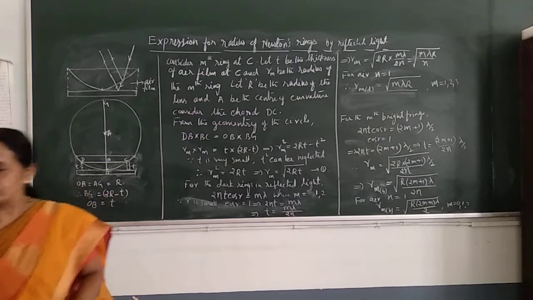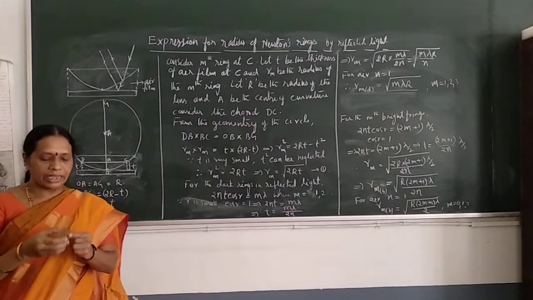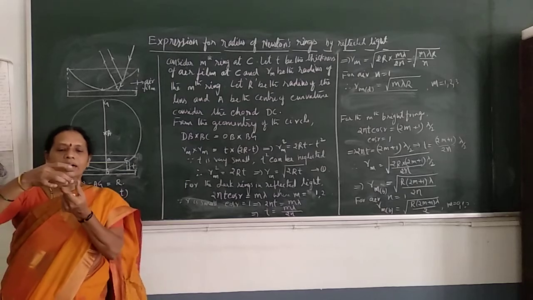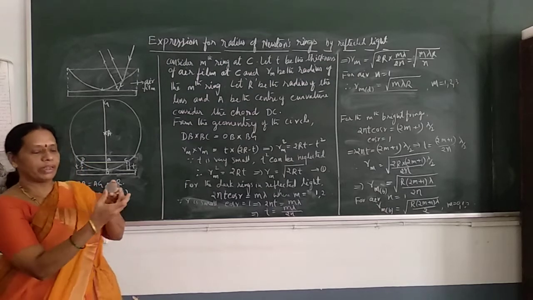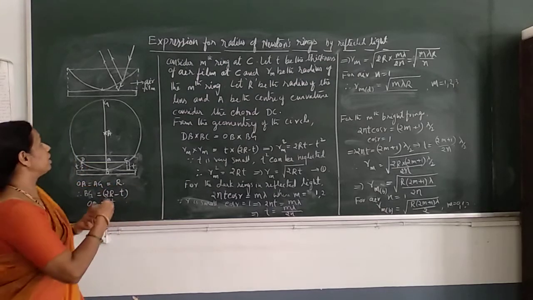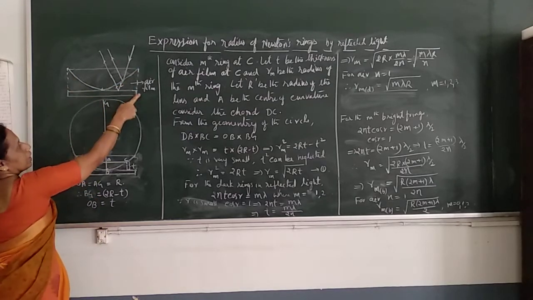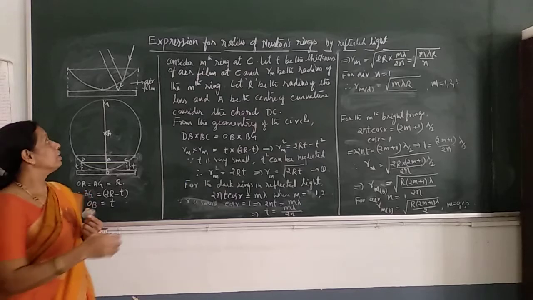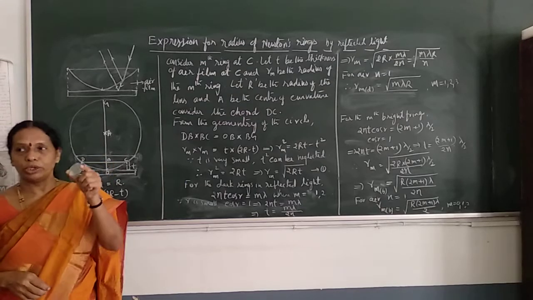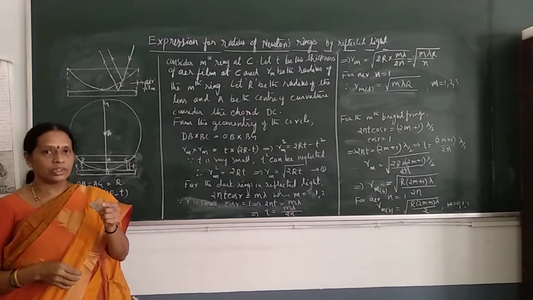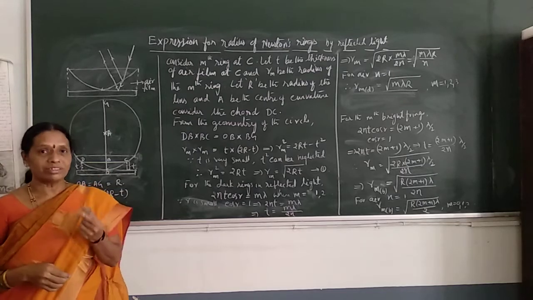In the Newton's ring setup, there is a plain glass plate over which a plano-convex lens is placed. So this is a plano-convex lens placed over a glass plate. This is a setup we actually use in the laboratory to observe the fringe pattern in Newton's ring setup.